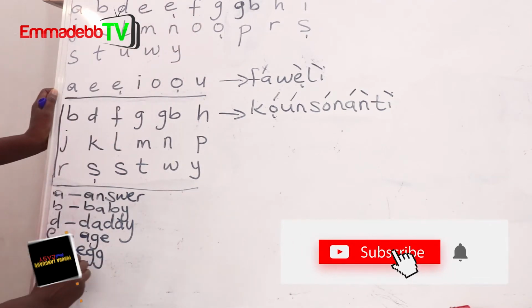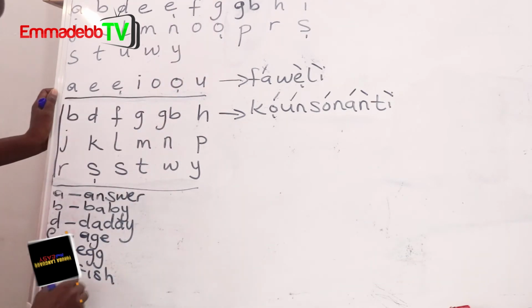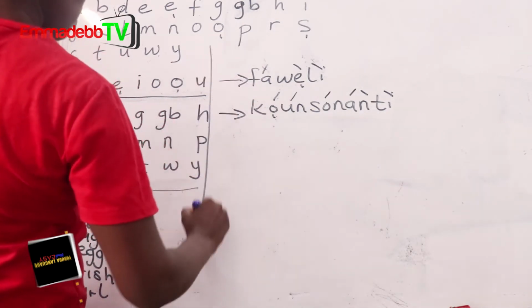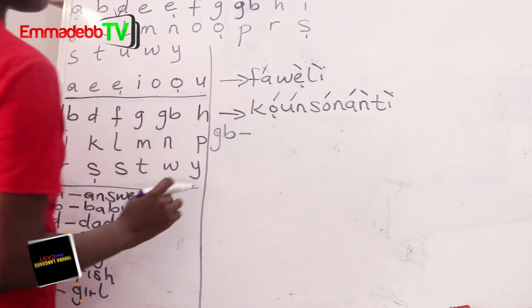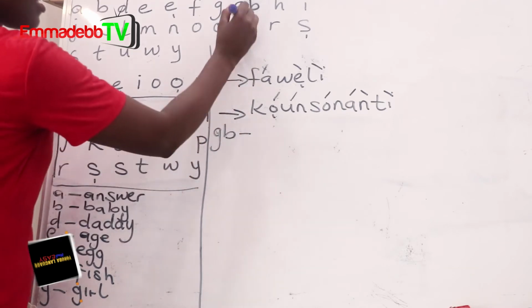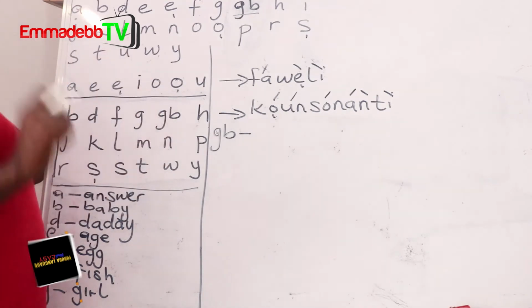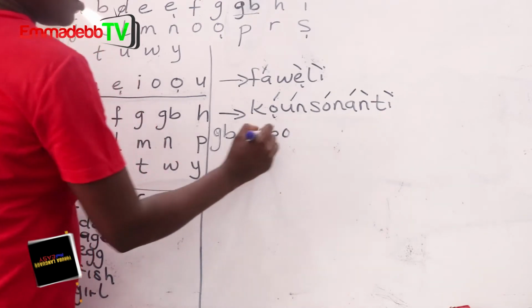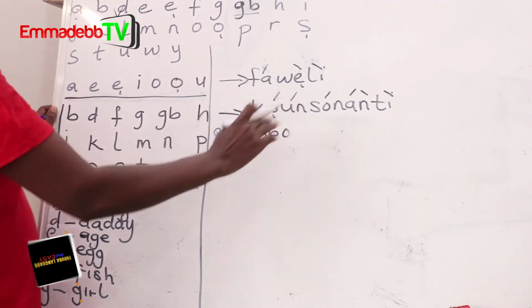F as in fish. G as in girl. This sound GB is peculiar to Yoruba language. It has no counterpart in English language. You just have to master how to pronounce it. We have an example like Igbo. You cannot pronounce G separately and B separately. The two of them are pronounced together.